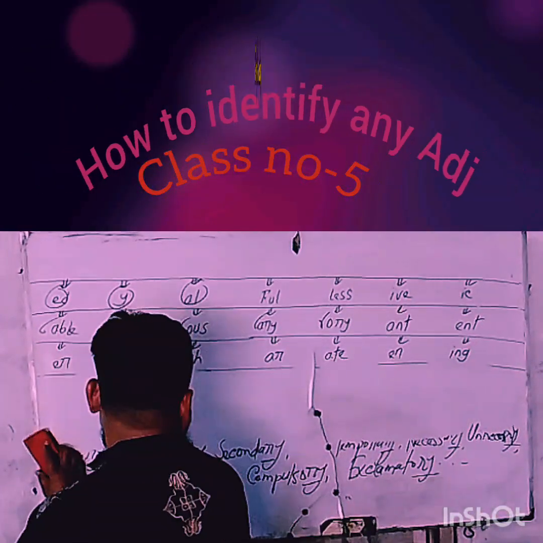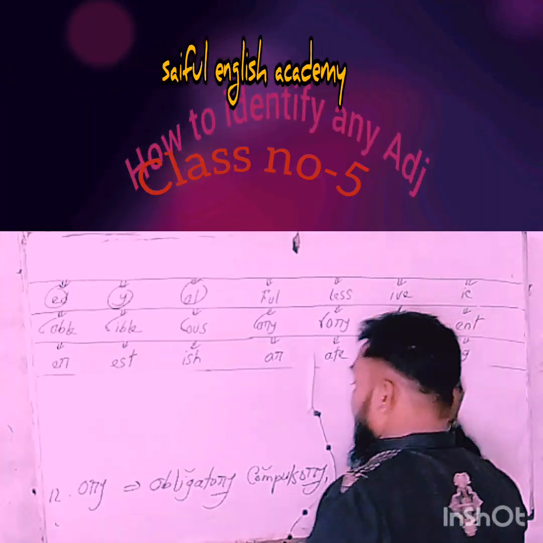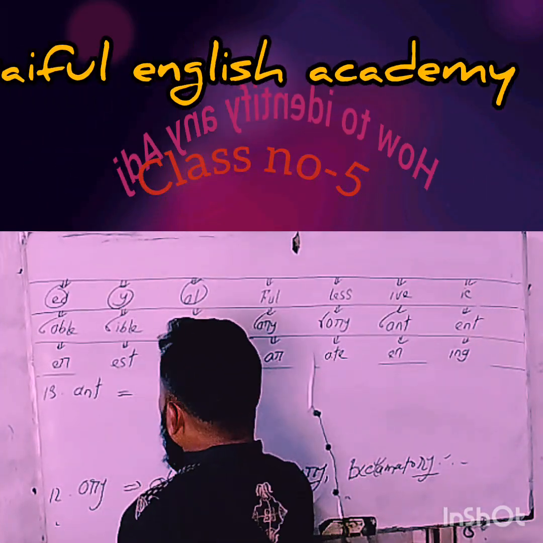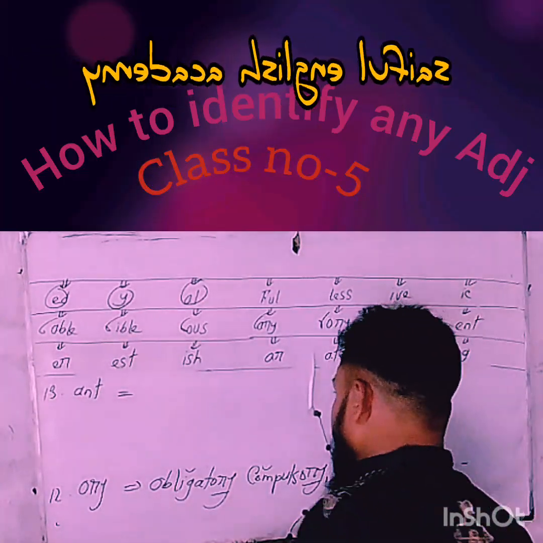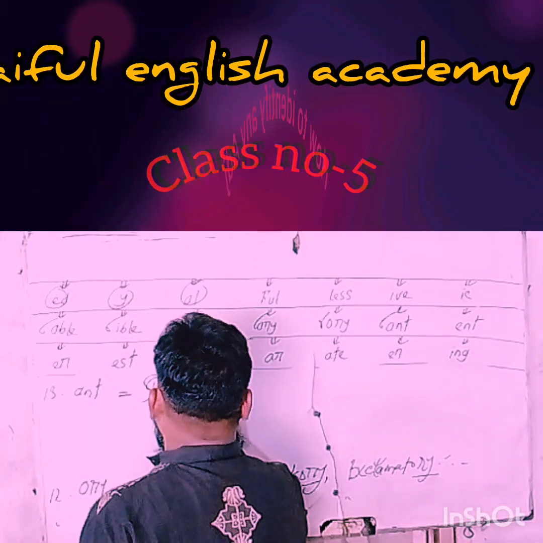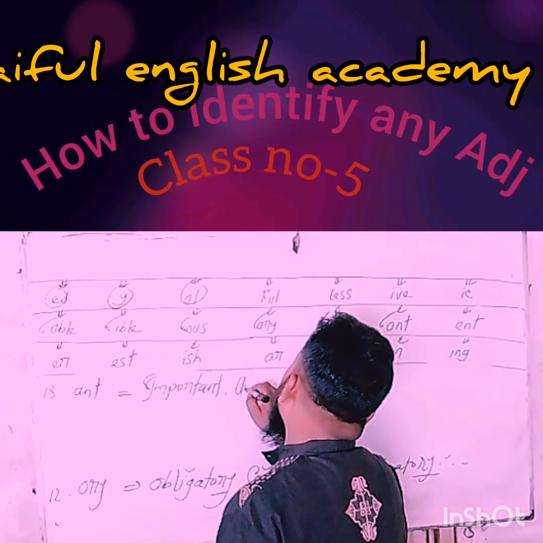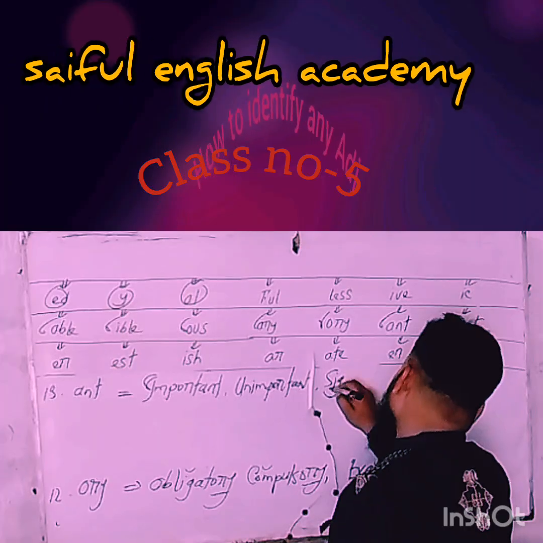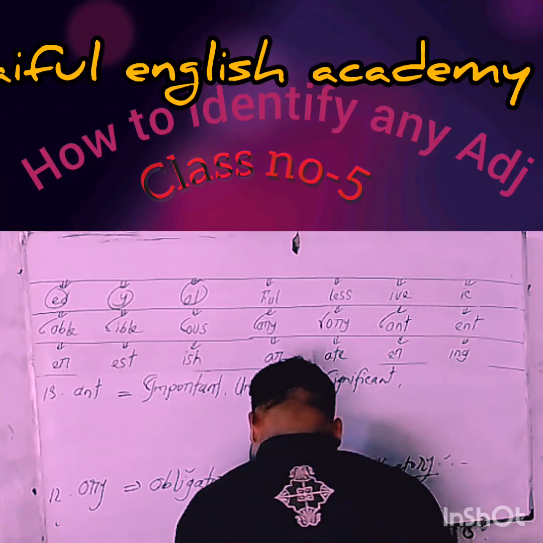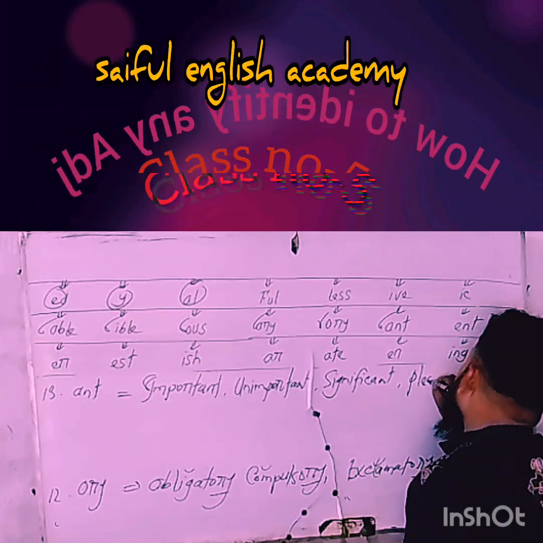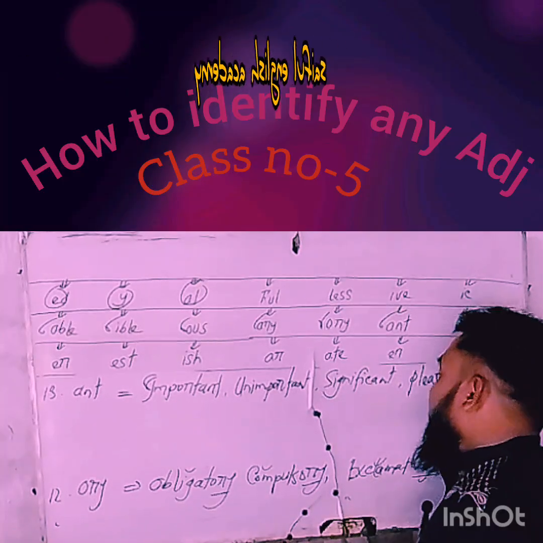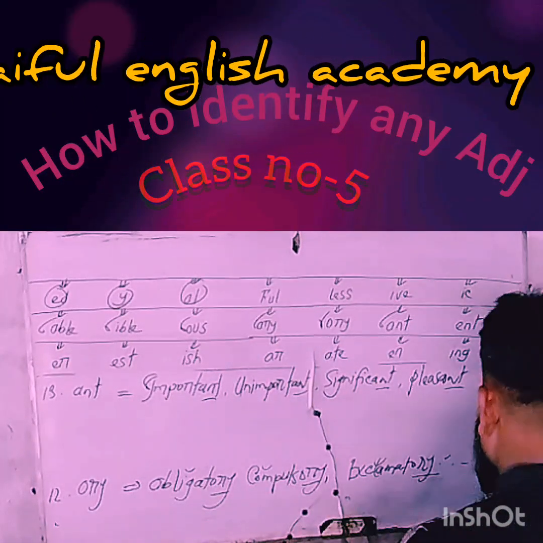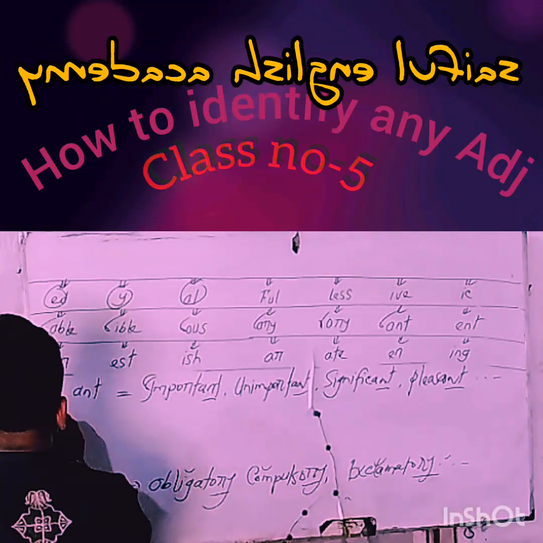My dear learners, now think about the next suffix, number 13, A N T: ant. For example, important, unimportant, significant, pleasant, etc. My dear learners, if you notice the suffix ant in any word, you may consider such words as adjectives. Have you understood clearly?